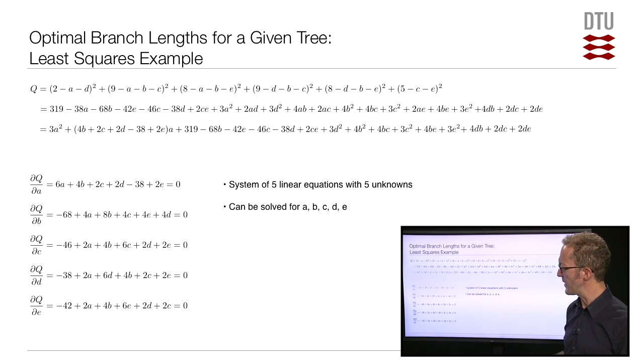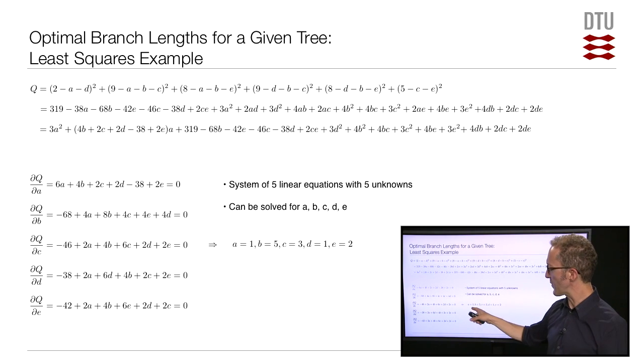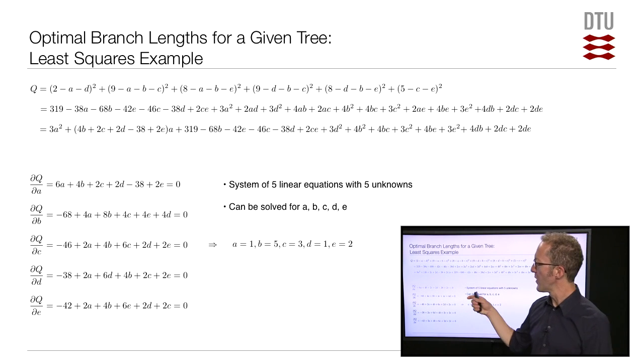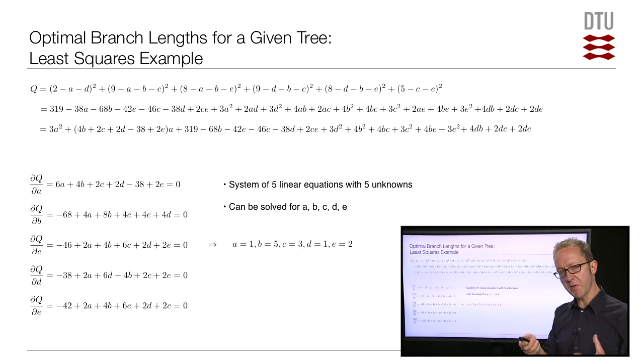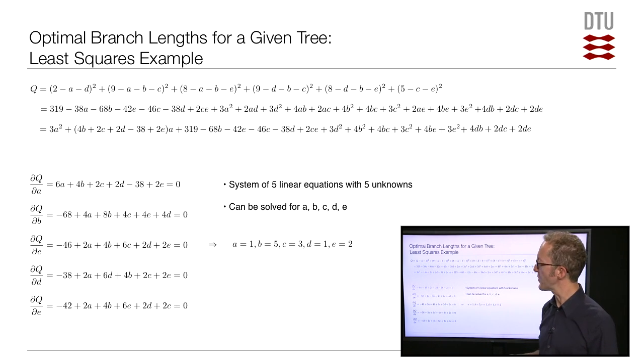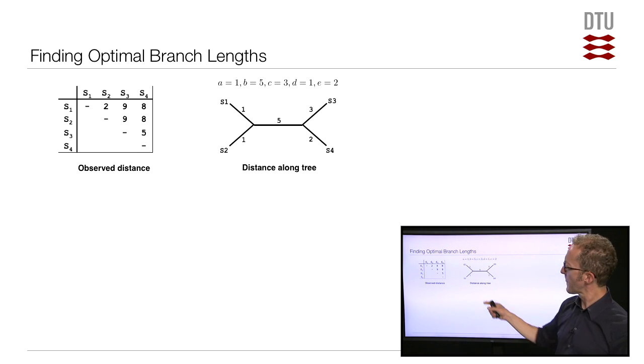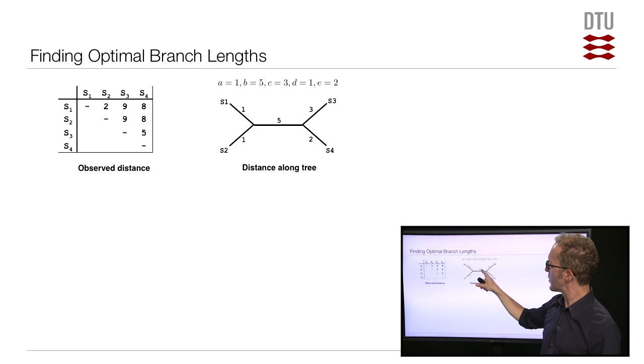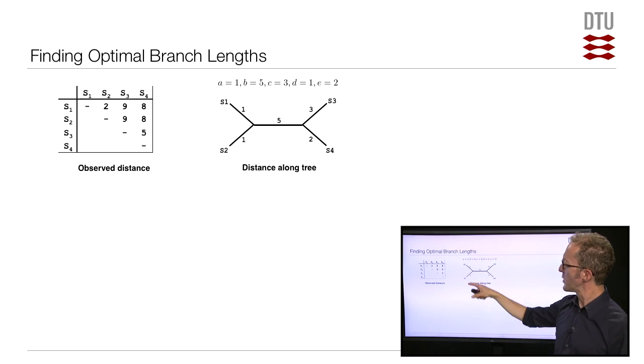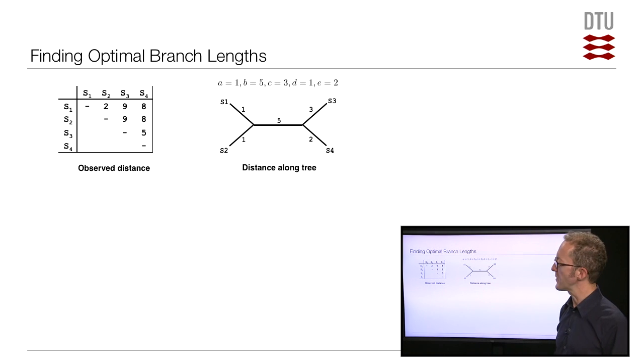I'm not going to go into that here. You've probably done it yourself. And as it turns out, for this particular set of values that we were looking at, the solution is this. A equals 1, B equals 5, C equals 3, D equals 1, and E equals 2. So for the particular set of data that we have here, for the particular distance matrix, and for the given tree that we had, there's an entirely analytical solution which will give us the best possible branch lengths for that tree. If we put them on the original tree, A equals 1, B equals 5, C equals 3, D equals 1, and E equals 2, you will see that in this case it actually matches our distance matrix exactly.